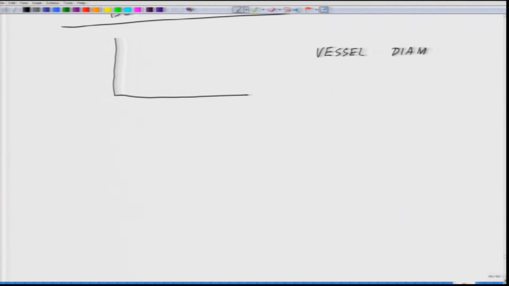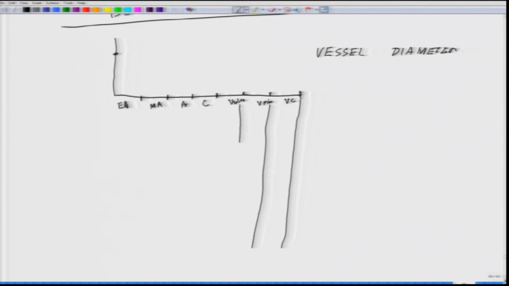If you look at the vessel diameter, you will realize if this is your elastic arteries, this is your muscular arteries, this is your arterioles, this is your capillaries, this is your venules, then you have the veins, and this is the vena cava. So, we will keep this tab intact because we will have to repeat this.